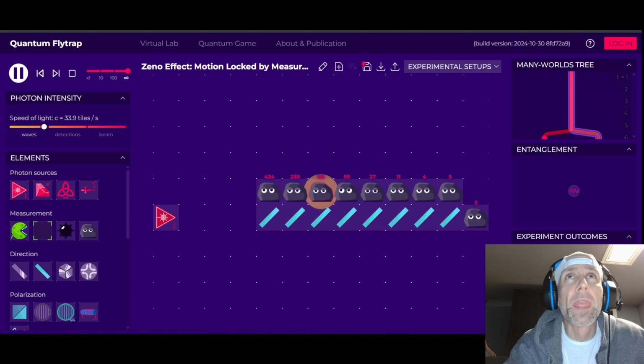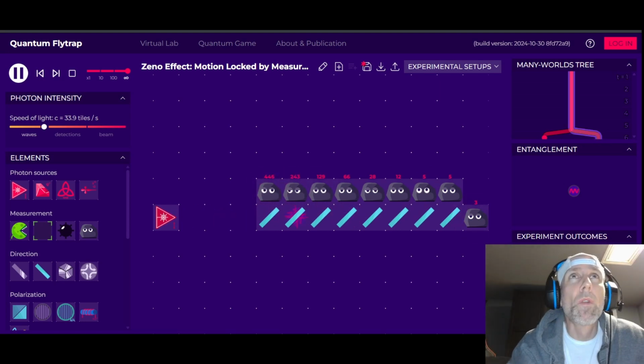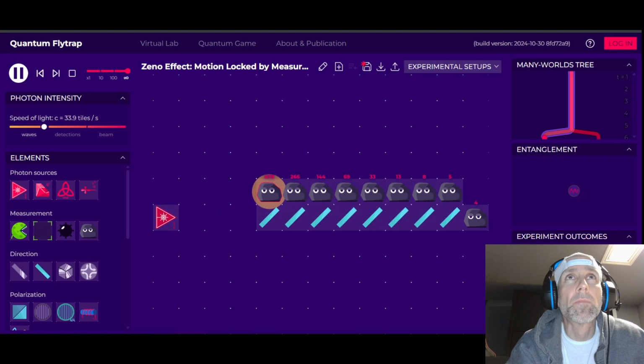Motion redistribution at the first splitter. The photon reaches a motion redistribution point, traditionally called a beam splitter. Here, structured motion adapts in real time. Part of the motion continues along its original path. Part of the motion is redistributed into a new synchronized motion trajectory. This isn't probability, it's motion rebalancing based on system constraints.